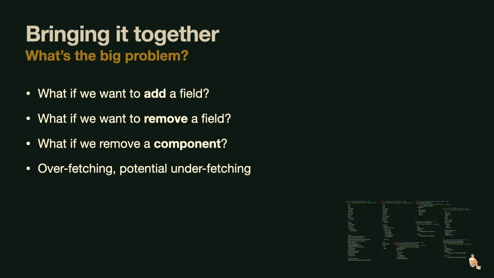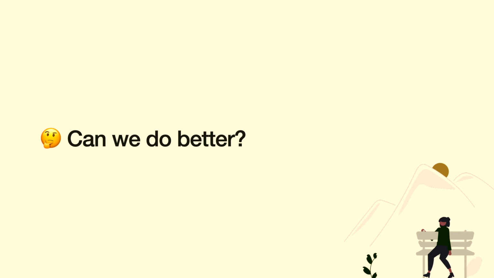What happens if we remove an entire component from our UI? How do we know to remove those associated data dependencies? It's probably going to be the case that we just leave those around and we're now overfetching data and missing out on one of those core GraphQL promises. So can we do better? Is there a better way to leverage fragments?